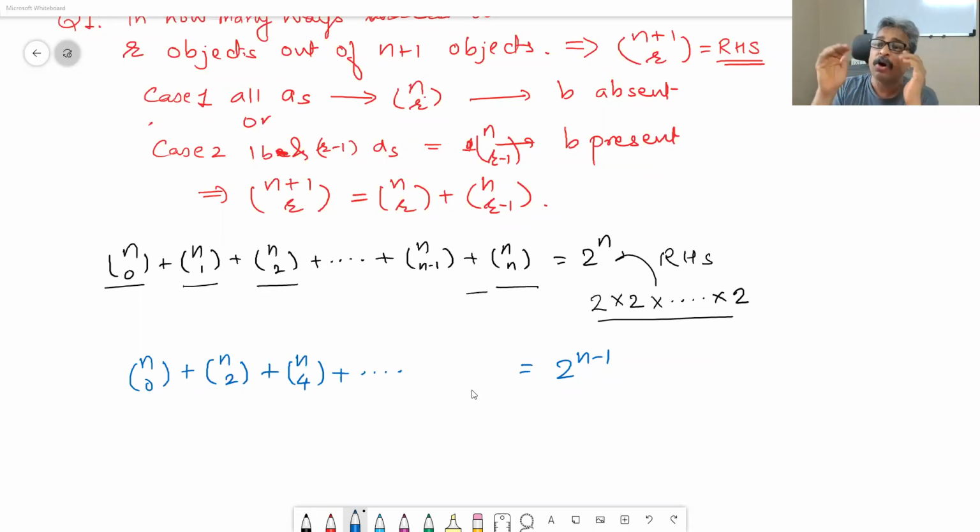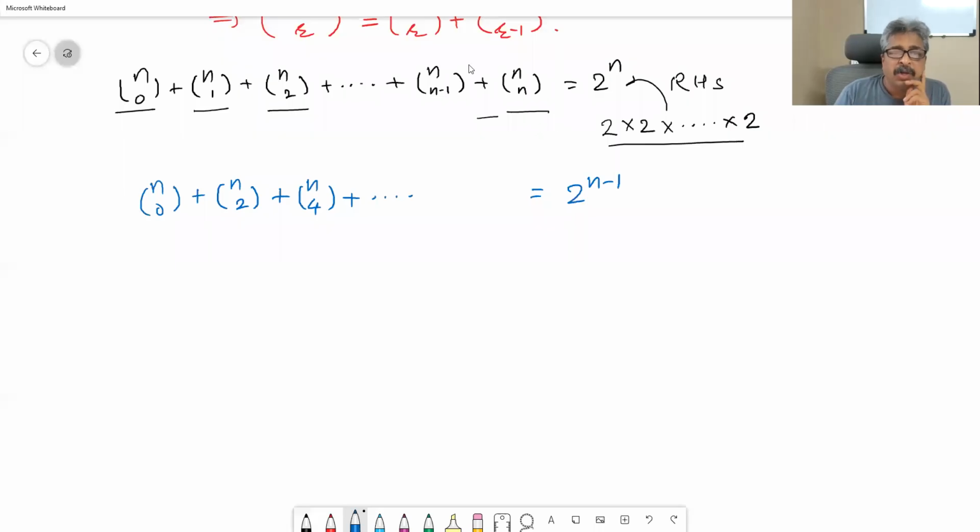But if I have an odd number of vegetables in my basket, then again I will not ask the nth vegetable whether it wants to come or not. I will have to pick it up. So only one choice. Therefore, we have 2 raised to n minus 1 in the RHS and the sum of n choose even in the LHS.